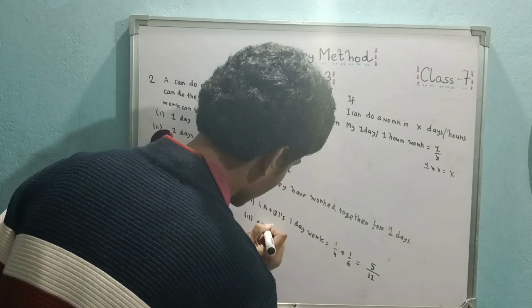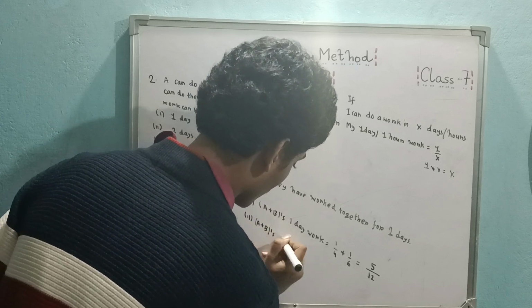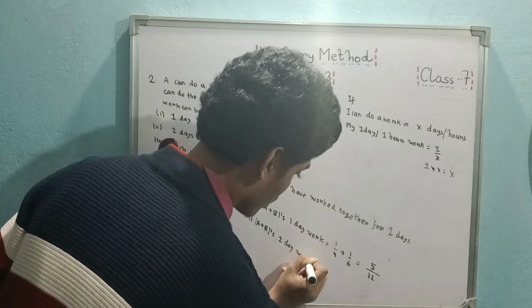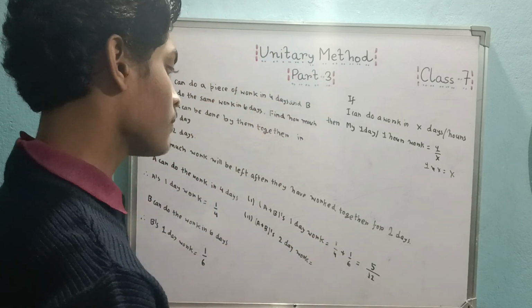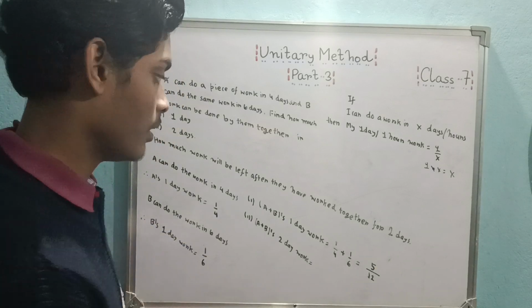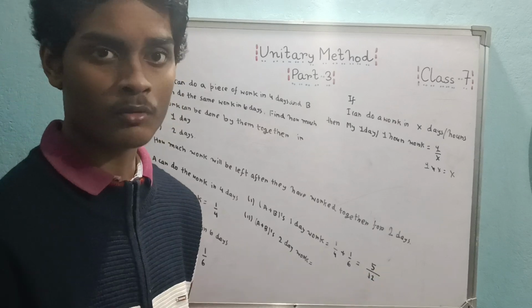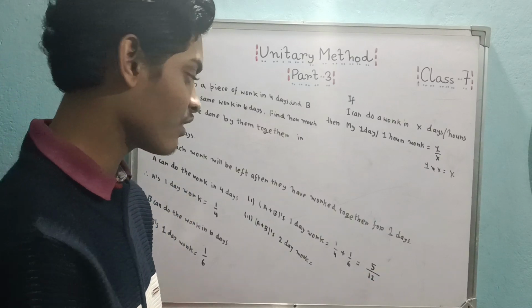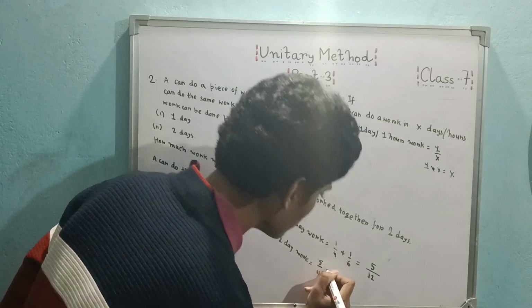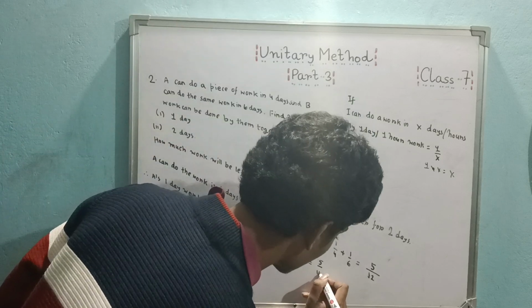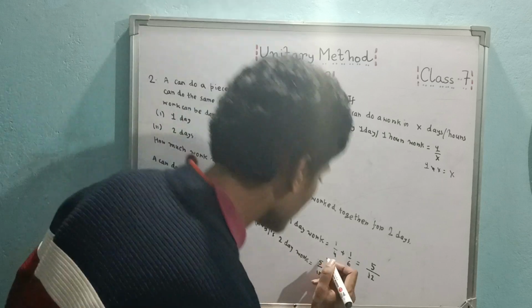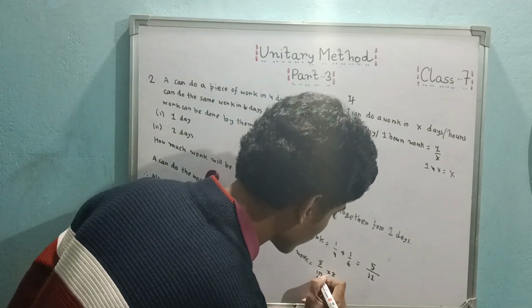So A plus B's 2 day work will be what? In 1 day they can do this much work, then in 2 days they can do twice that much. The more days they work, the more work, right? Increasing means multiplication. In 1 day they can do 5 by 12 work together. In 2 days they can do together 5 by 12 into 2. This will be 5 by 6.